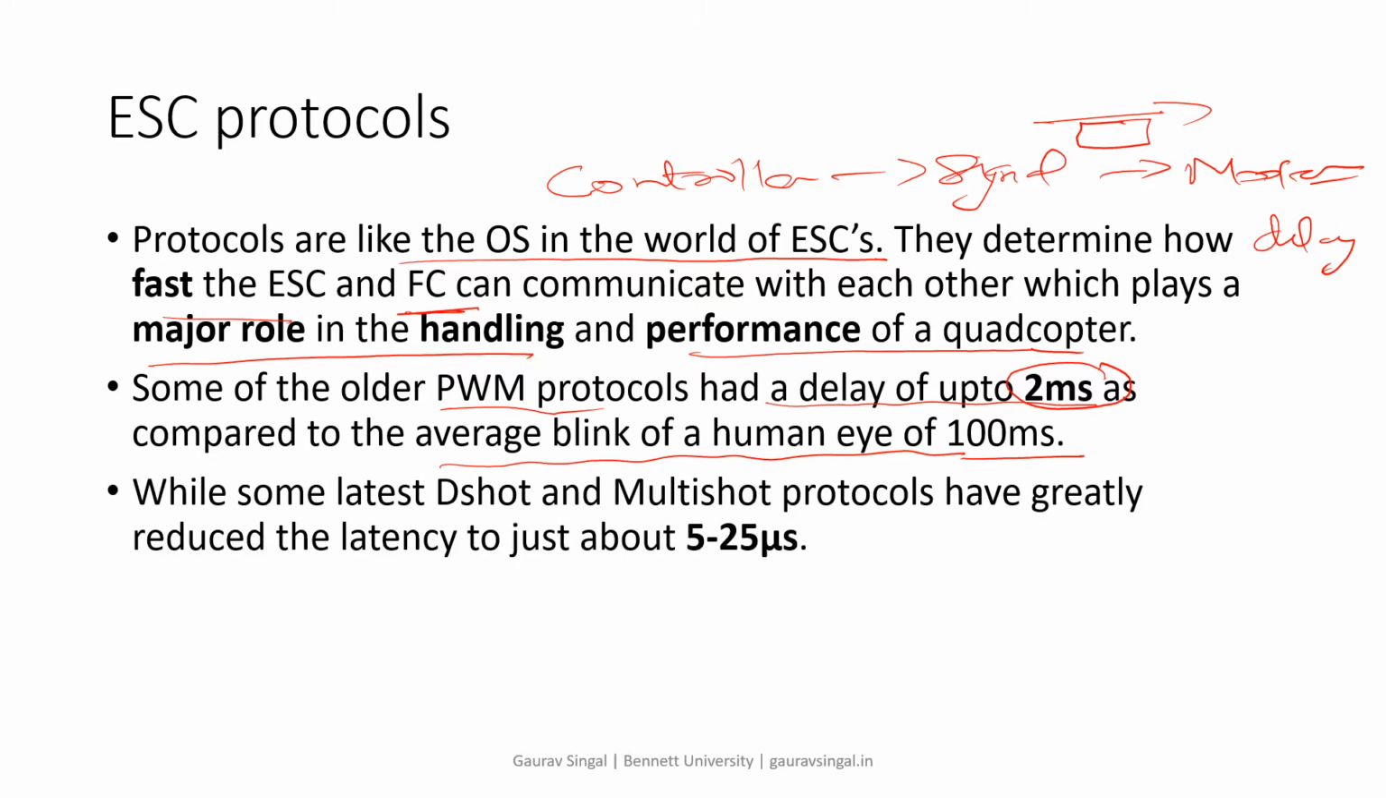While some of the latest DShot and Multishot protocols have greatly reduced latency to just 5 to 25 microseconds. So you can see they have improved it around 400 times. So that is basically useful for the updating of ESC protocols.